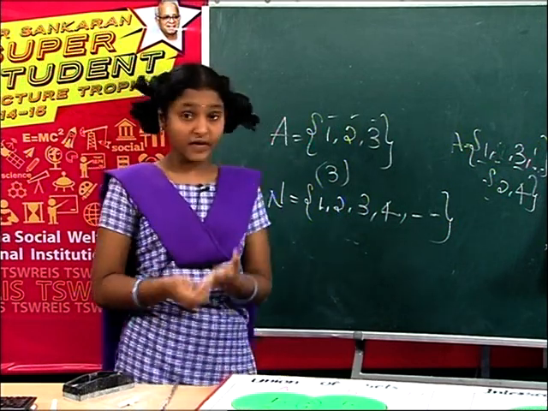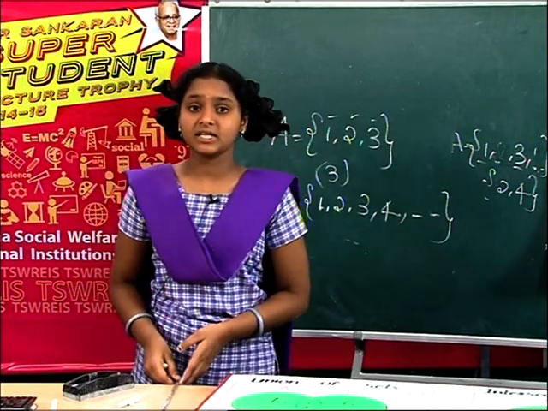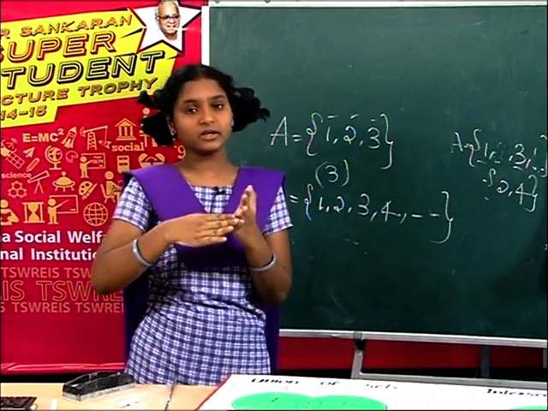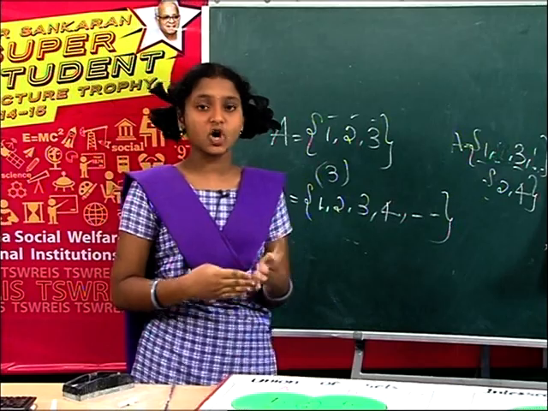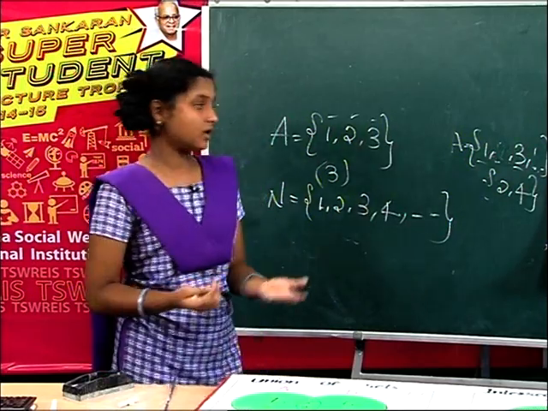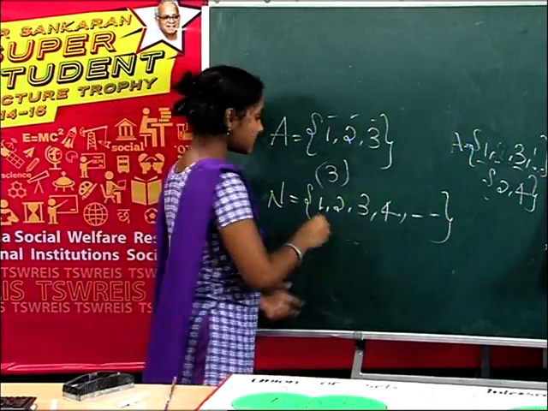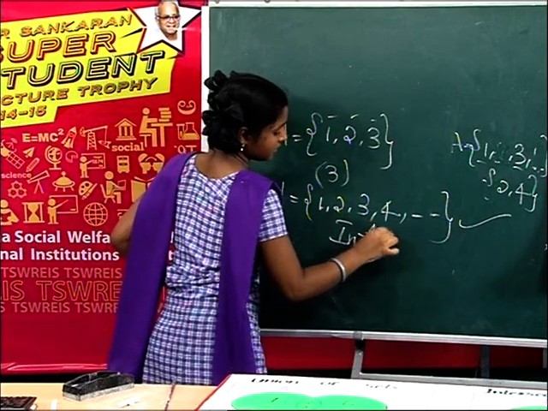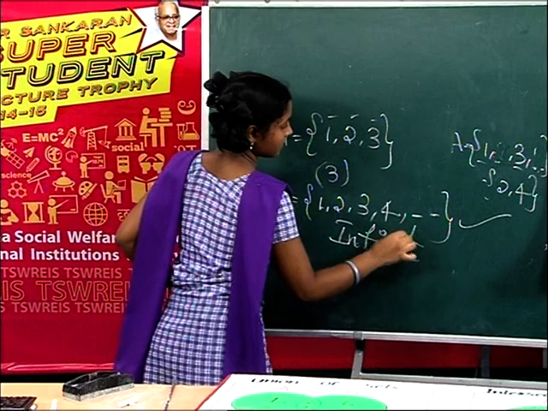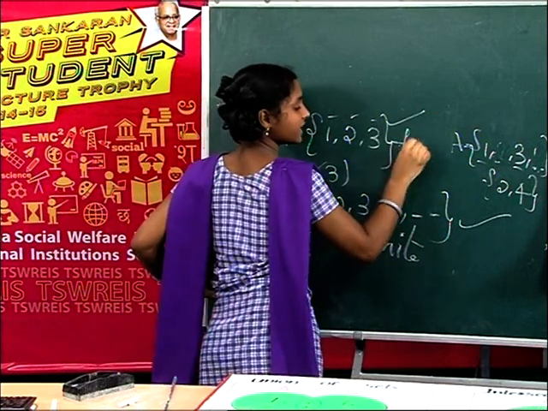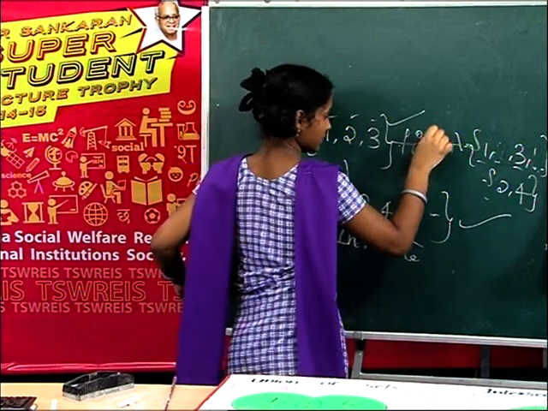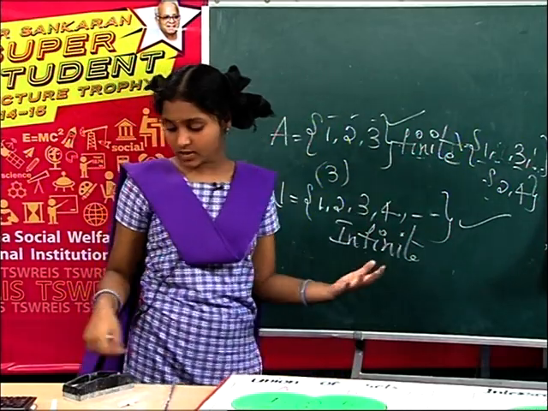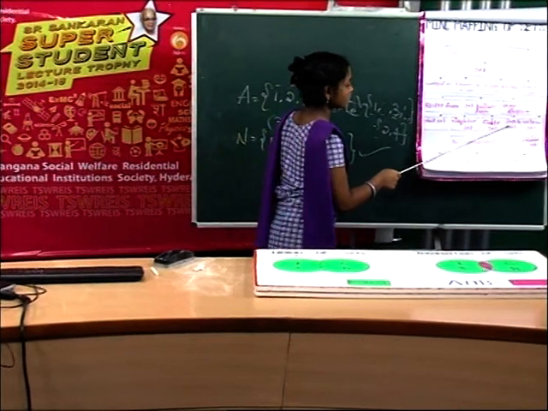And next, infinite set. An infinite set means a set which is not finite, that is, not countable, and such a set is called infinite. These are finite, and like this.